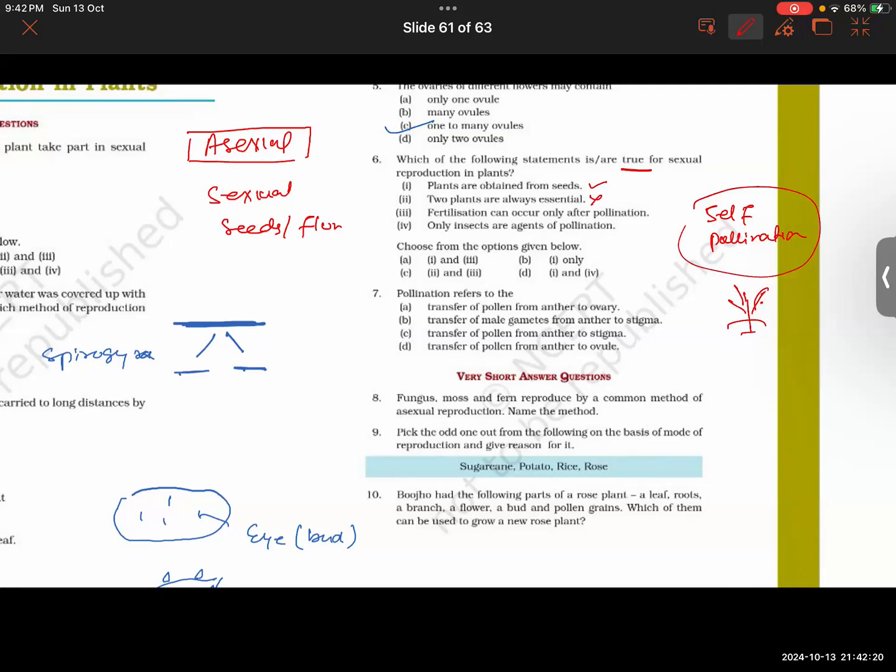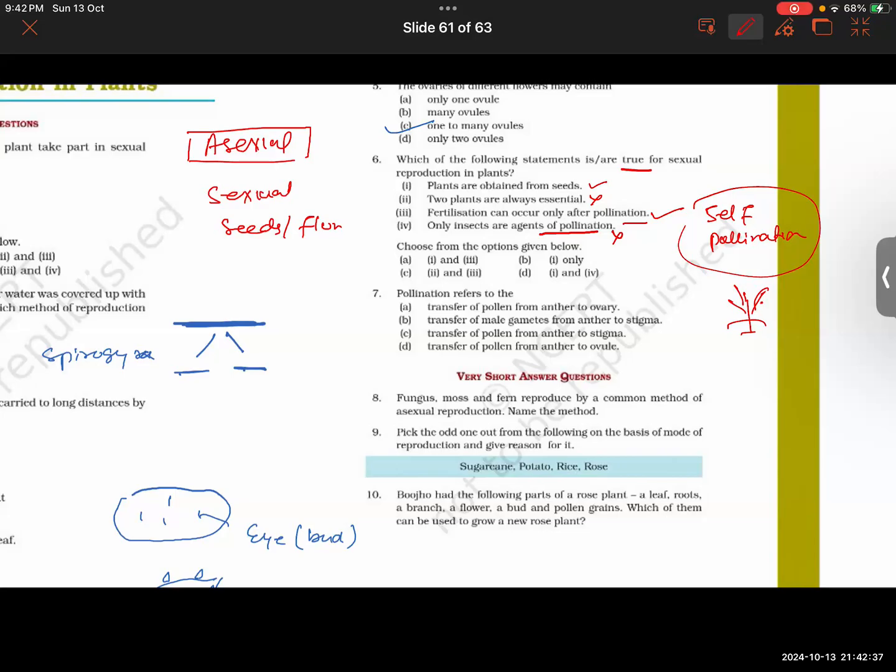Fertilization can occur only after pollination. Yes, indeed, it is true. Once the pollen grain has reached the stigma, only after that will fertilization be possible. Only insects are agents of pollination. No, that is false. Apart from this, there are many other agents of pollination.